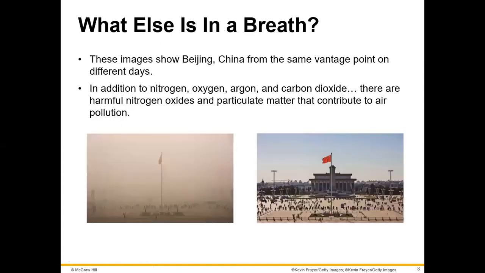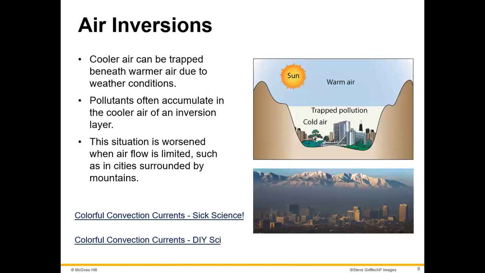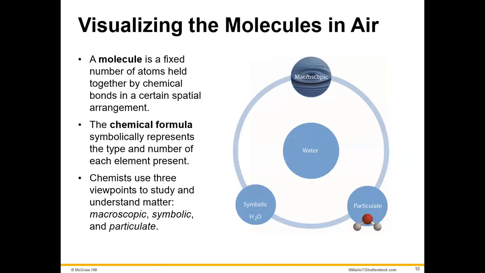So other things that we breathe would be pollution. These are pictures of smog from 2 different days. Obviously anything that's in the air, that's pollution, you're breathing it in too. And one of the other things that can happen is that cooler air, like in a valley, can get trapped, retain pollution. So pollution is not the same, obviously, throughout the world. It's not the same throughout even the same state. It's all based on the topography of the land.